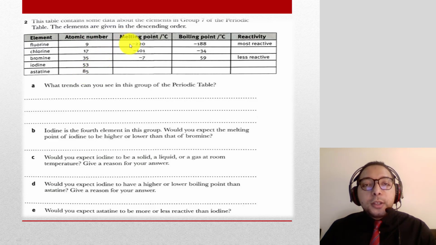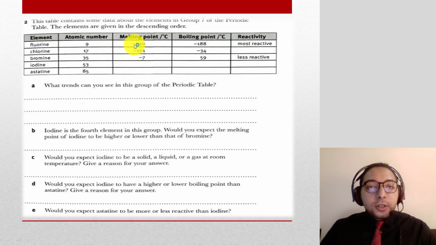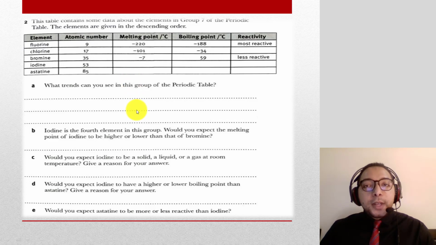Melting point, as you can see, it's minus 220, minus 101, and minus 7. Boiling point minus 188, minus 34 and 59. As we go down, as you can see, melting point increases. As we go down, boiling point increases. This is an increase because, as you can see, it's negative, so it goes up to 0, and then from 0 it is going to increase in a positive value, exactly like the boiling. It goes from negative up to positive.